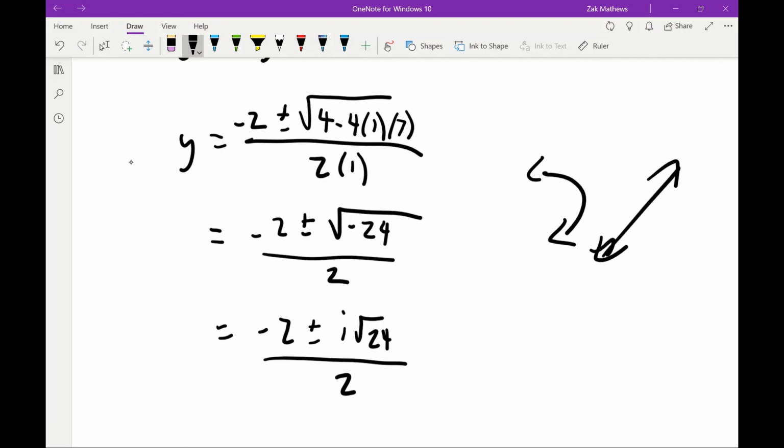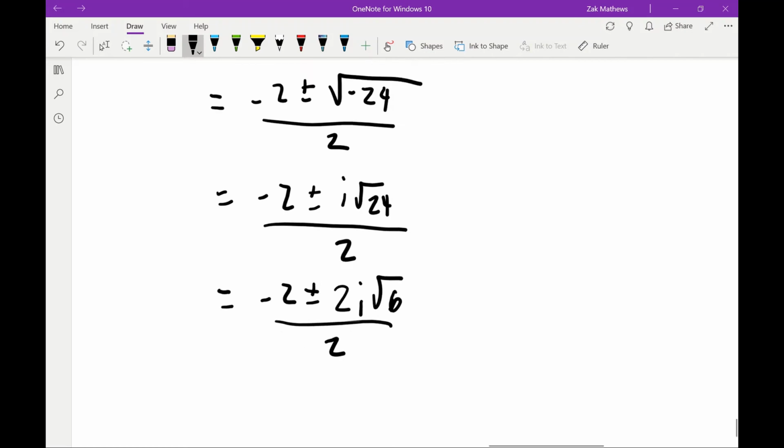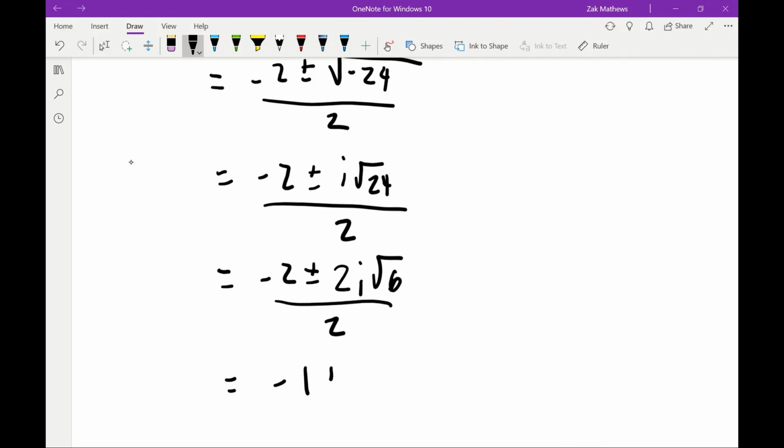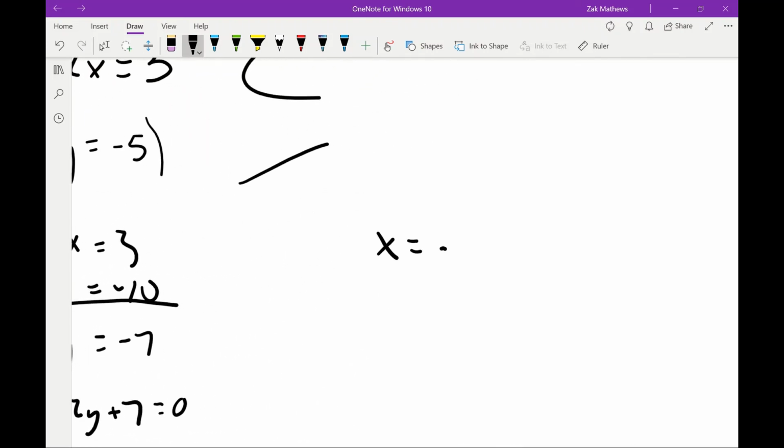So I'm going to continue in this problem. I'm not going to just say it's inconsistent. That is not true. There are imaginary solutions, but I can still find those solutions, no real solutions. So I can pull a 2 out of that. I'd have the 6 still on the inside. 4 times 6 is 24. Square root of 4 is 2. I can simplify everything by a factor of 2, so we'd have negative 1 plus or minus i root 6. So we've ended up with two different x values. x is equal to negative 1 plus root 6i and negative 1 minus root 6i are my two x values.